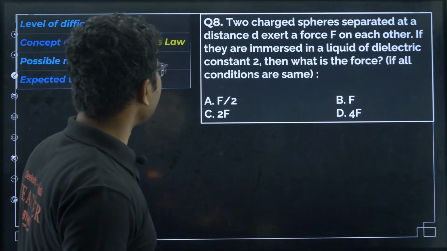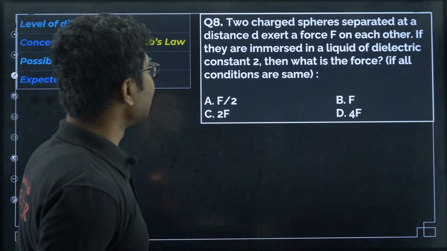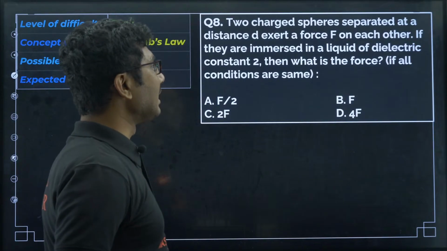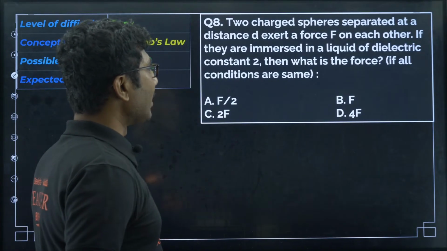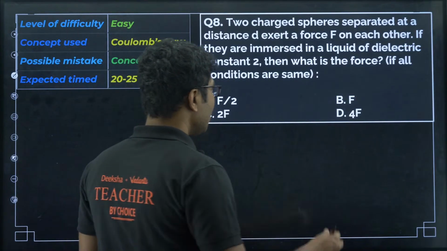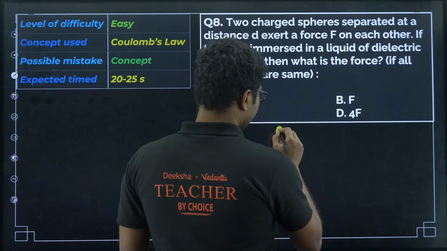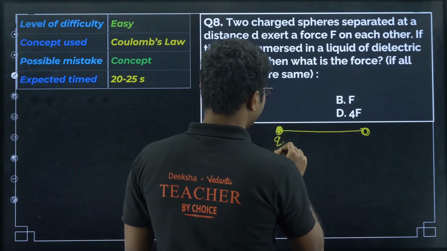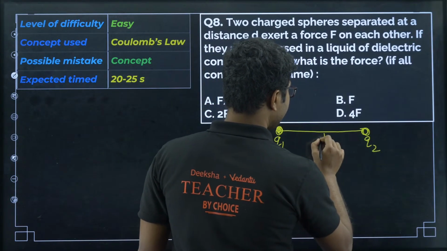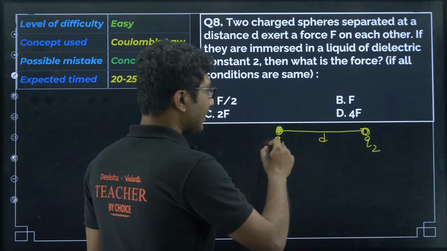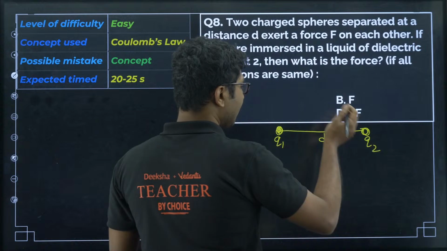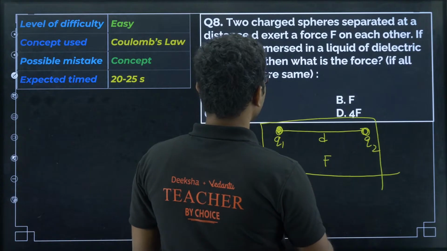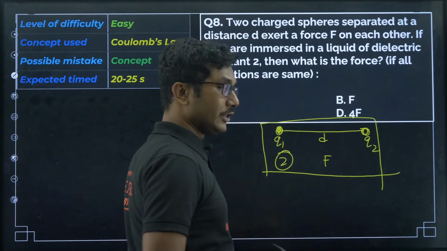Now let's see question number 8. Two charged spheres separated at a distance d exert a force F on each other. If they are immersed in a liquid of dielectric constant 2, then what is the force if all conditions are the same? Initially we have two charges, say Q1 and Q2, separated by a distance. The force between them in this condition is F. When you immerse them in a fluid of dielectric constant 2, what will be the new force between them?